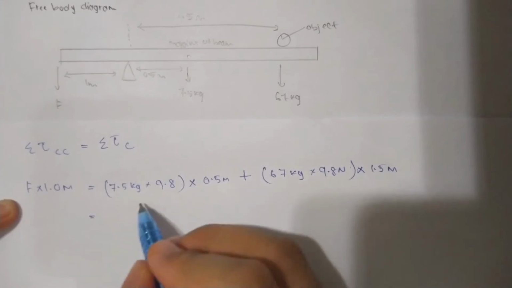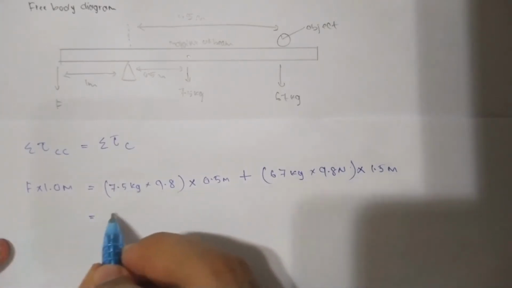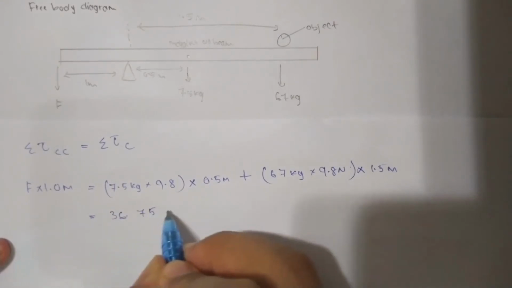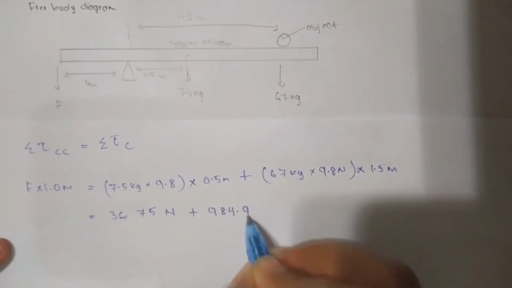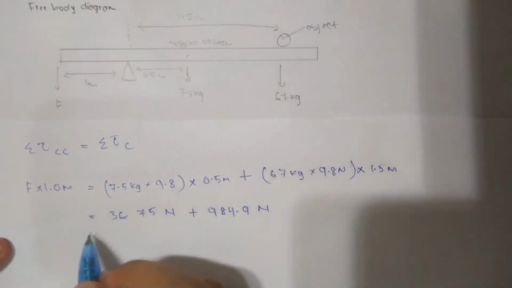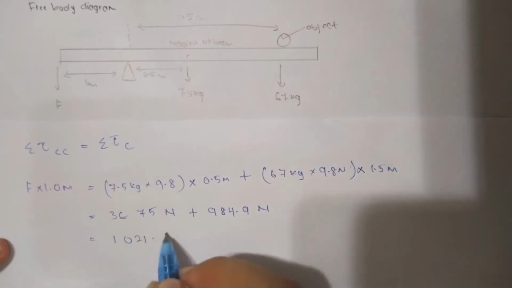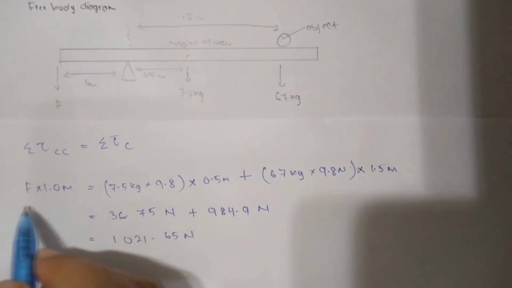So we calculate this value and we get 36.75 Newton plus 984.9 Newton. So we have 1021.65 Newton. So we need to find the force.